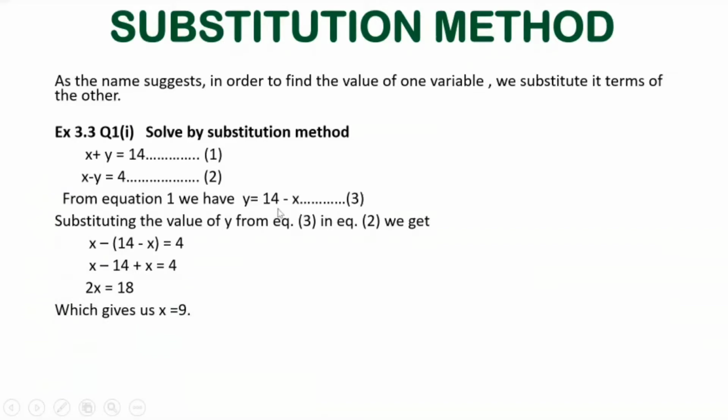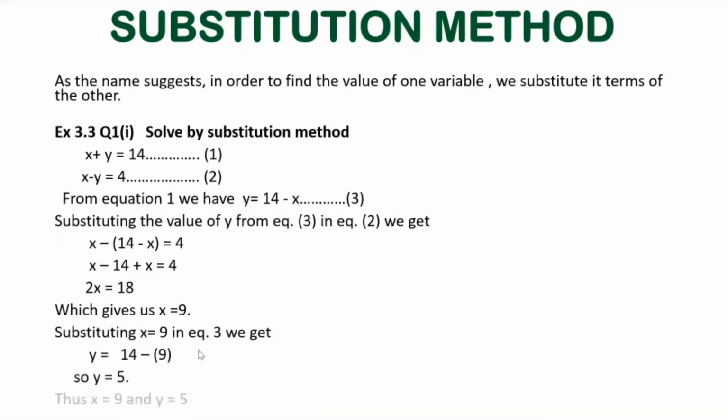Now, y was how much? y was 14 minus x. So if I put x is equal to 9 over here, I get y is equal to 14 minus 9, which is equal to 5 over here. So the value of x comes out to be 9 and the value of y comes out to be 5.